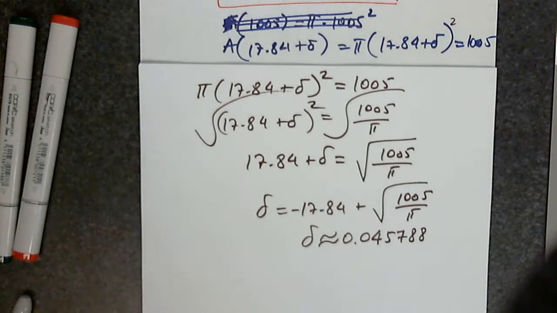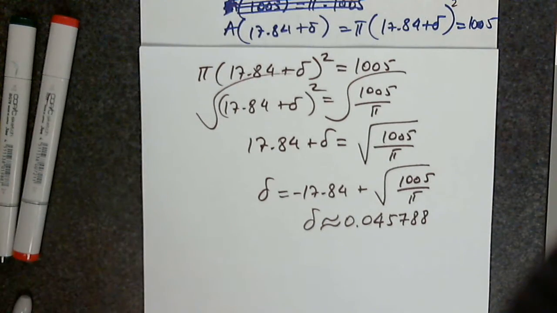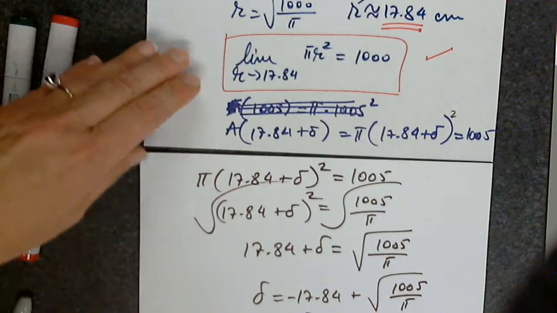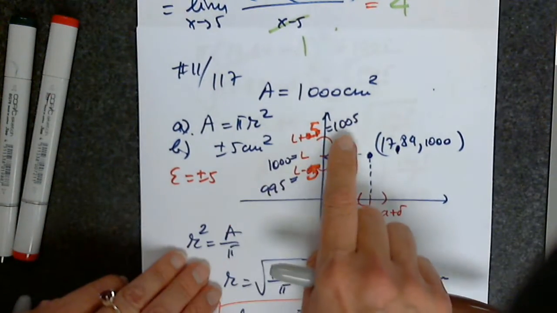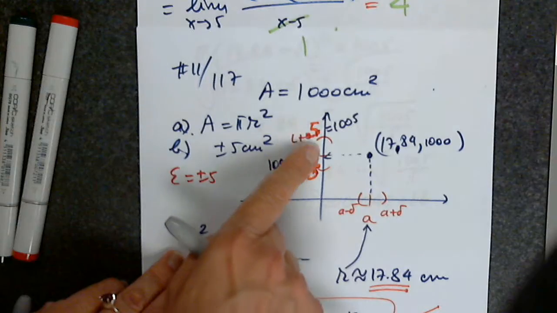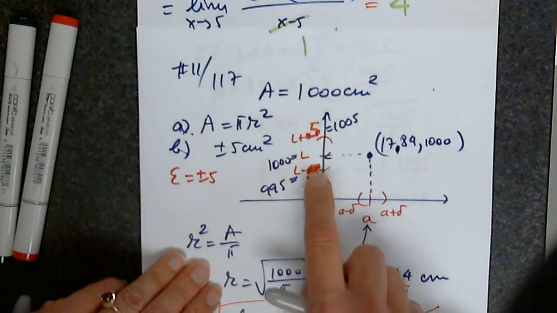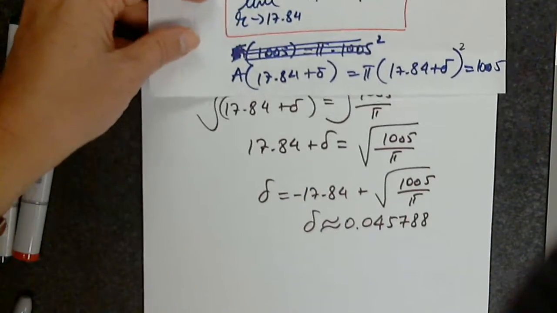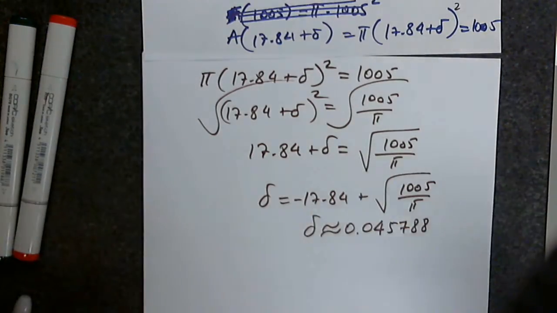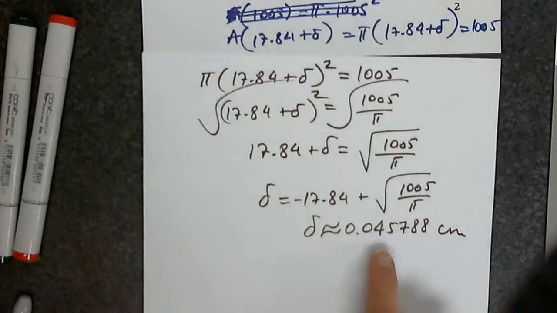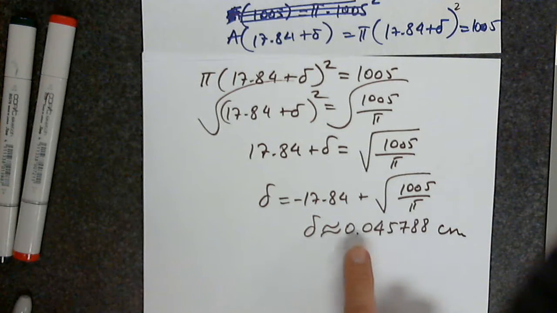So what would you say to the machinist? You're going to say to him or her: if the tolerance on the area of the disk is plus or minus 5, then you'd better not make an error in the radius of the disk, in centimeters, of more than 0.045788 centimeters.